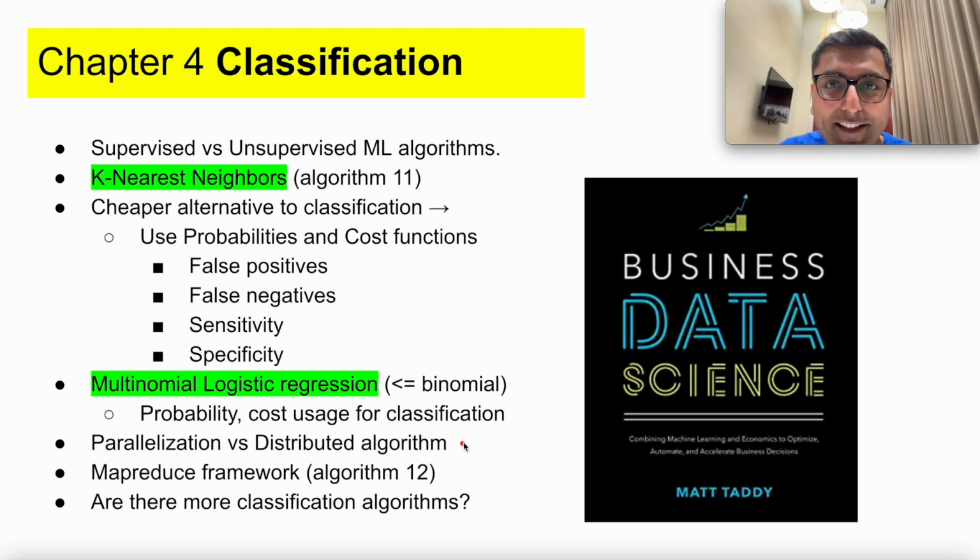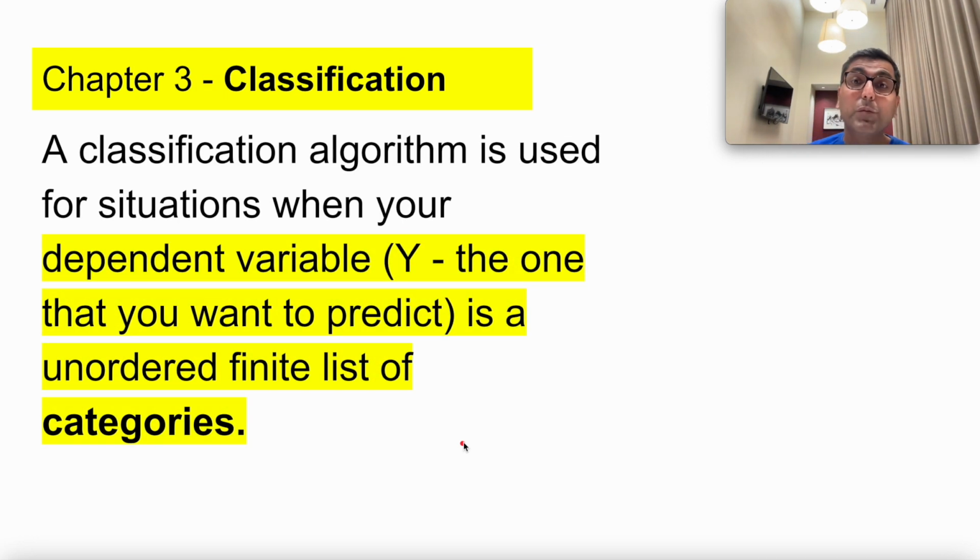So if I were to summarize this entire chapter in one line, it would be: a classification algorithm is used for situations when your dependent variable, the y, the one that you're trying to predict, is an unordered finite list of categories. So when your y is a category, a list of a few outcomes, and there is no relationship between those outcomes, then it's a classification problem.